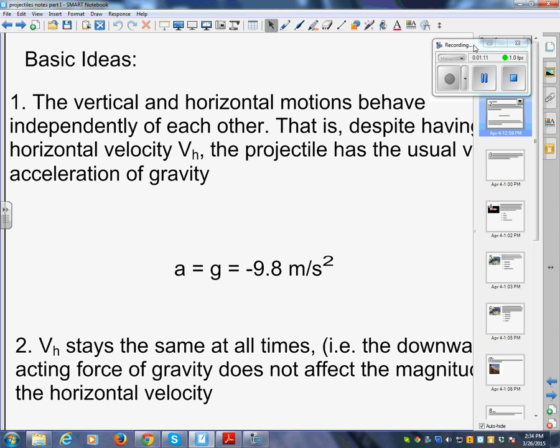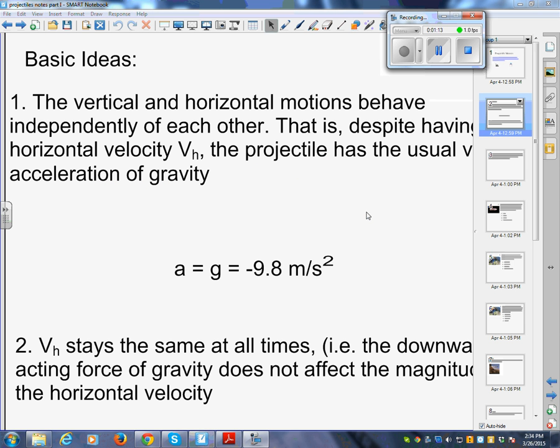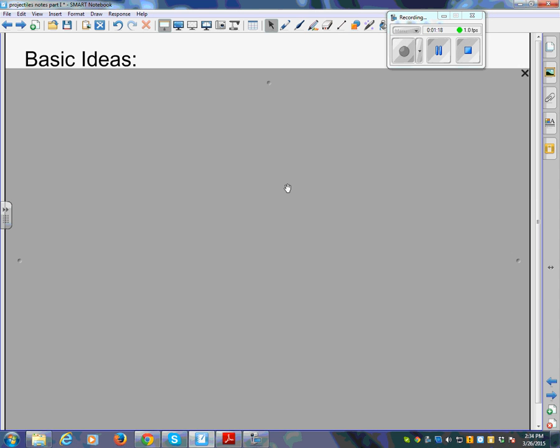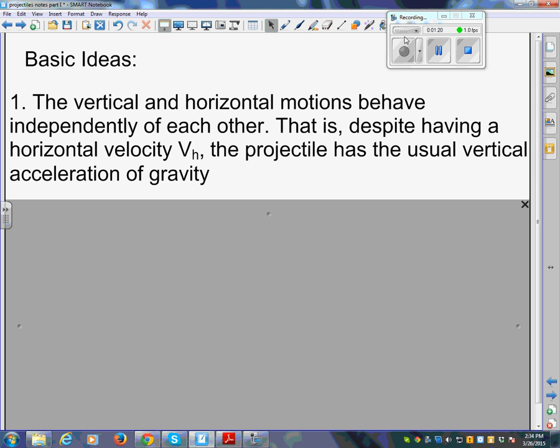Okay, so again, I would encourage you, don't write everything down. It's all going to be there. Summarize, do what you need to learn it. The basic ideas of projectile motion are this. Number one for a reason. It's the number one thing. Vertical and horizontal motions behave independently of each other. If you can keep that straight, you're fine.